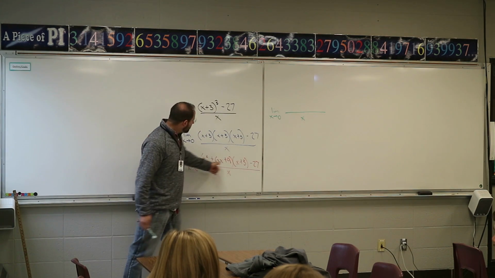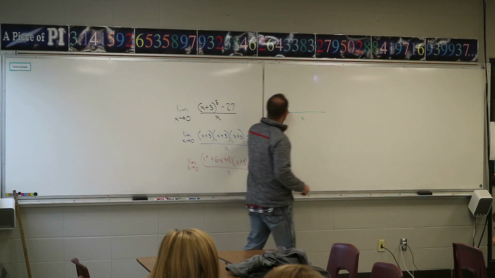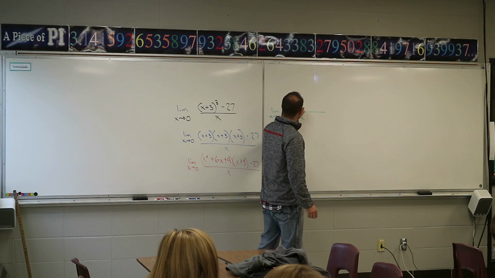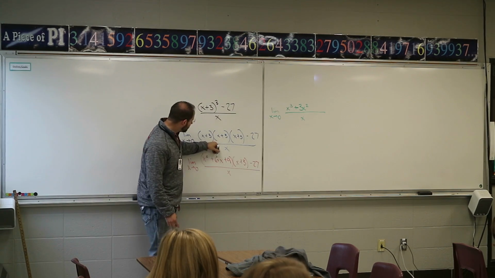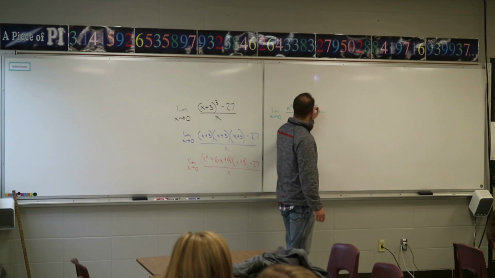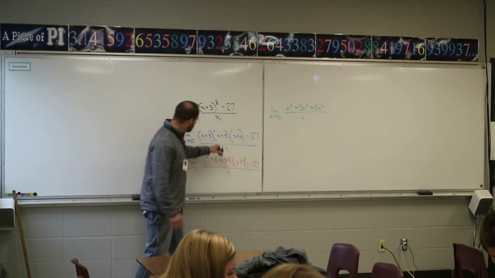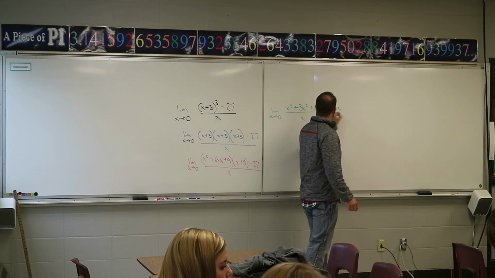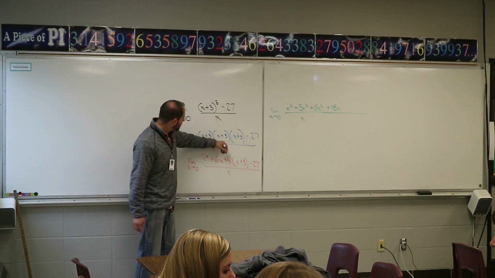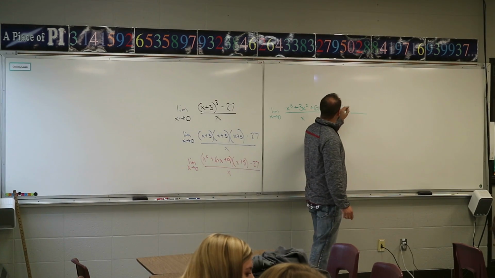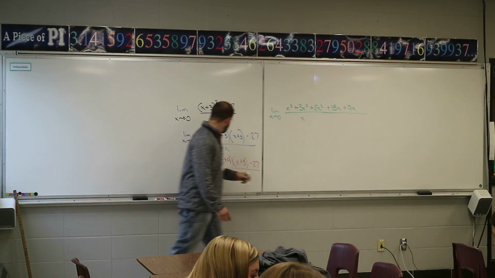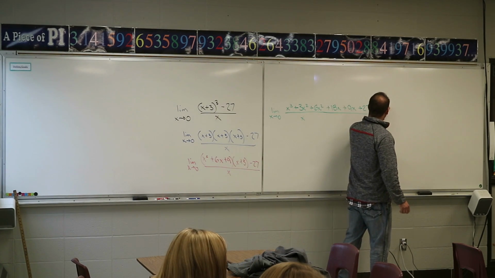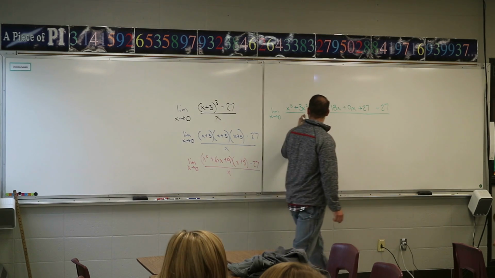If I FOIL, that's x squared times x, so that's x cubed. X squared times 3 is 3x squared. Next, taking 6x times x is 6x squared. Taking the 6x times 3 is 18x. If I keep going here, taking 9 times x, that's 9x. Taking the 9 times 3, that's 27. And then I have a minus 27 in the back. And this is all over x.